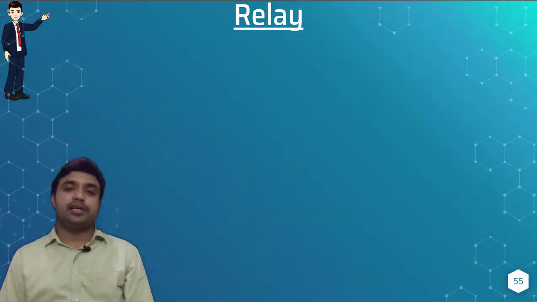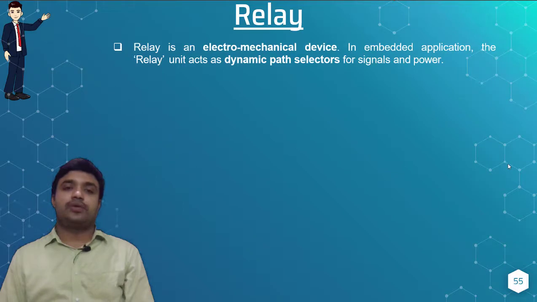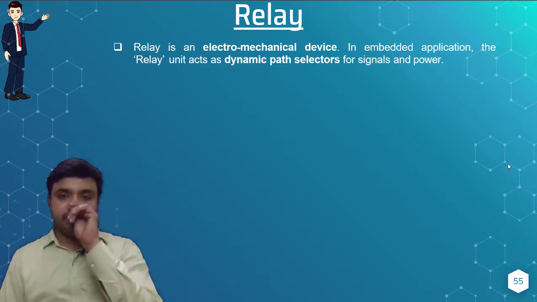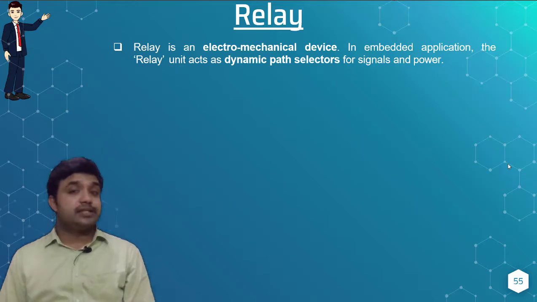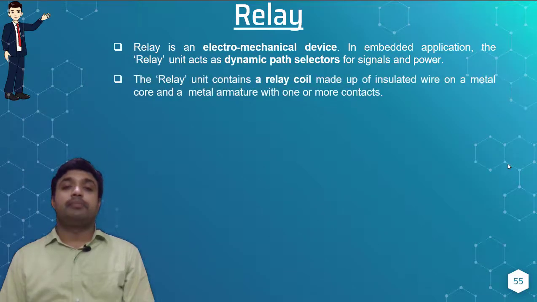And next is relay. So what is relay? It is an electromechanical device. In embedded applications, the relay unit acts as a dynamic path selector for signals and power. Okay, so relay circuits are considered to be dynamic path selectors for signals and power. The relay unit contains a relay coil made up of insulated wire on a metal core and a metal armature with one or more contacts.